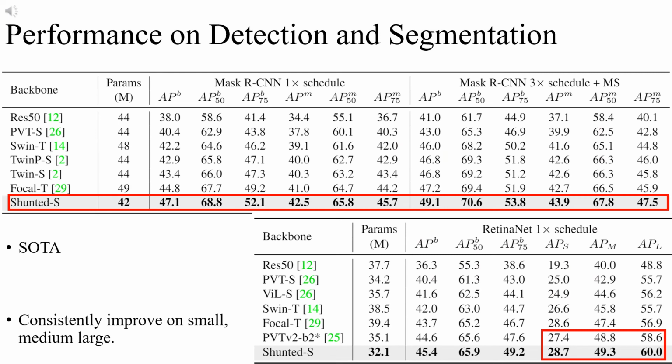We also compare our backbone with others on other downstream tasks like detection and segmentation. We take different detection frameworks like Mask R-CNN and RetinaNet and various evaluation metrics like bounding box average precision and mask average precision. We outperform the previous SOTA Focal Transformer on various evaluation metrics with fewer parameters. For RetinaNet, we report the performance on small, medium, and large objects. Our method shows consistent improvements, which shows the ability of capturing multi-scale objects in our method.